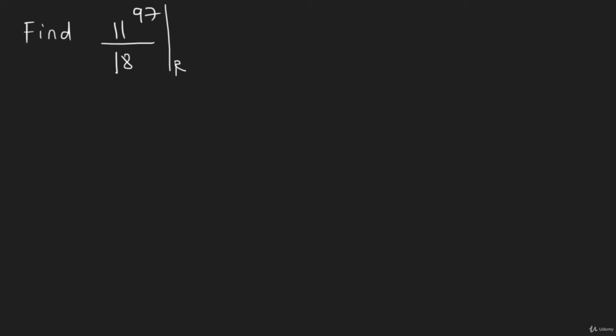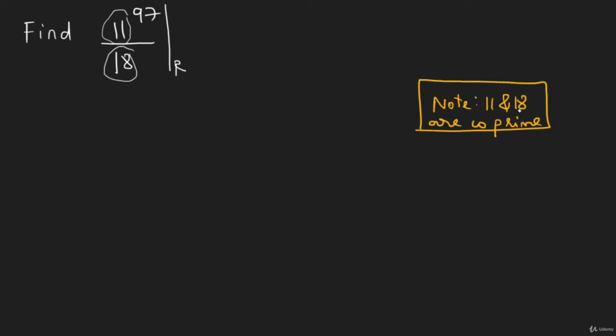Let's do it together. To start with, you can note that over here you have 11 and over here you have 18. It's easy to observe that 11 and 18 are co-prime. That means 11 and 18 have no common factor other than 1. Alright, so it's in a good format to apply Fermat theorem. Now the power over here is 97 and the denominator over here is 18. We know that 11 divided by 18, and if you take the Euler number of 18 as the power of 11, the remainder would be 1 as per Fermat theorem.